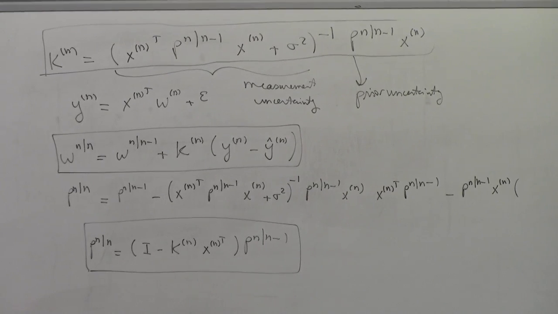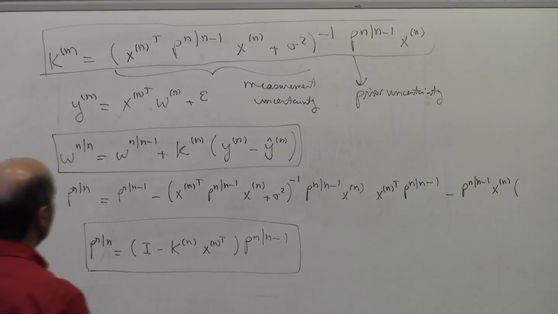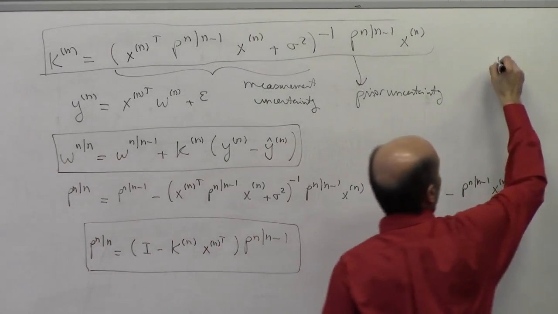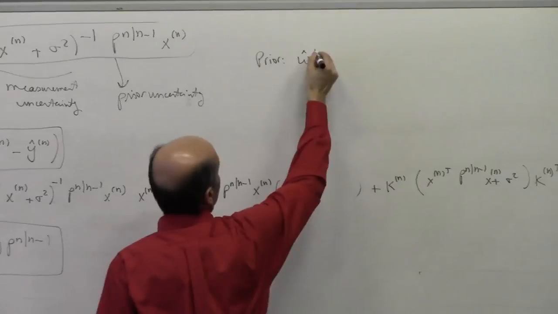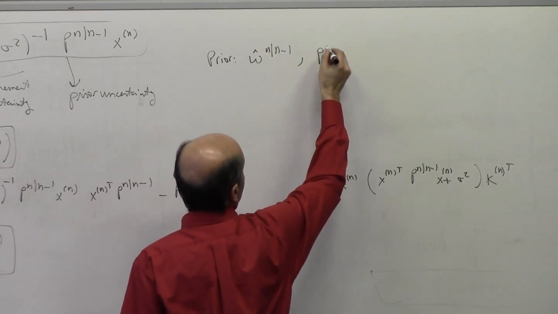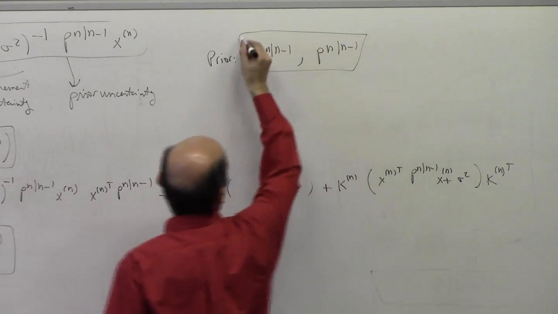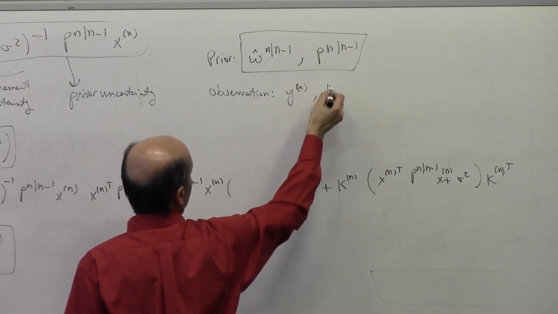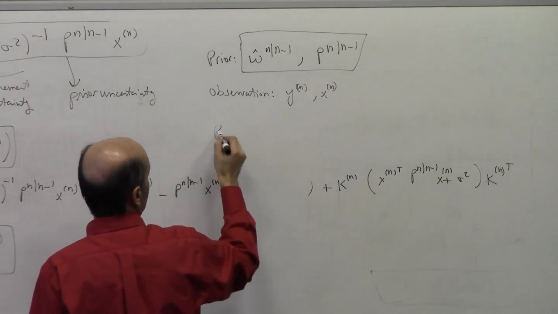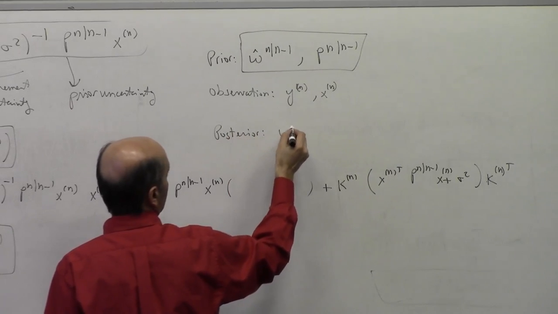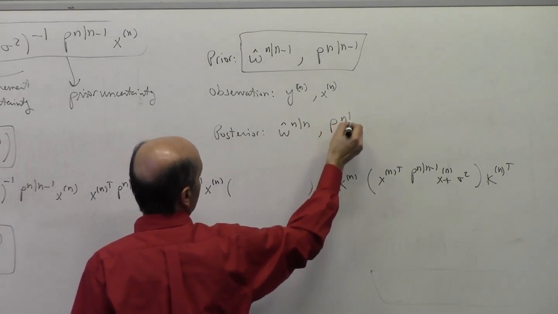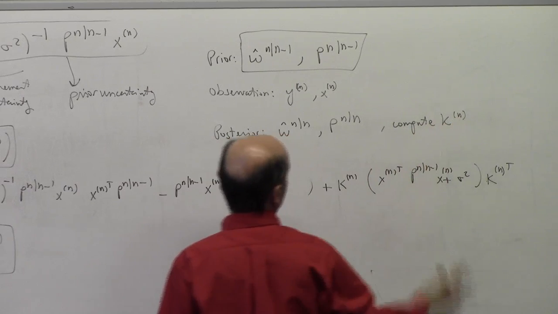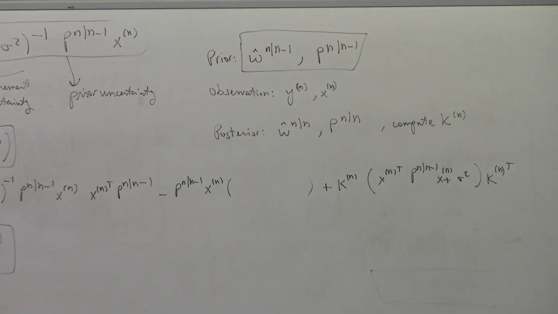So what I have now is that on every trial, I have formed a technique for computing a posterior belief given that I start with a prior belief. So remember what my prior was. I had this W, and I had its mean and its variance. So this is my prior. I make an observation, which is made up of Y of n and X of n. And then I make a posterior estimate, W of n given n and P of n given n. And I do this by computing my Kalman gain, K of n. Okay? All right.